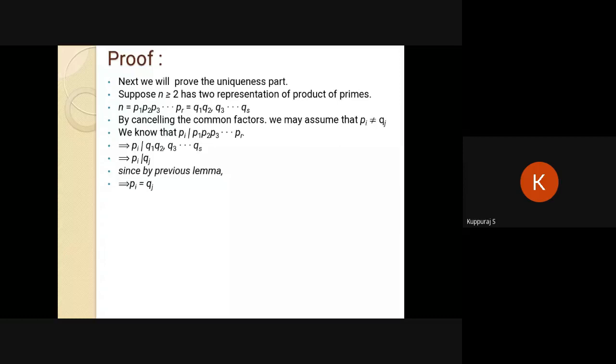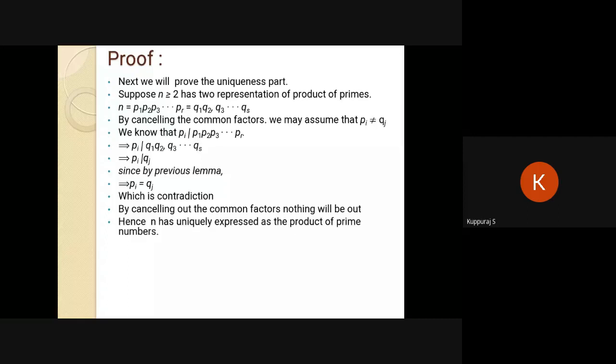Okay. So this is a contradiction, because in the fourth line we assumed that Pi is not equal to Qj, but we arrive at Pi equal to Qj, which is a contradiction. So after cancelling the common factors, no two primes are equal. That is, Pi not equal to Qj, but we arrive at Pi equal to Qj. This is a contradiction. So why do we get this contradiction? We assumed that n has two representations as a product of primes. Hence, n is uniquely expressed as the product of prime numbers.